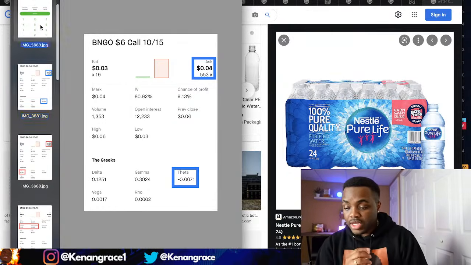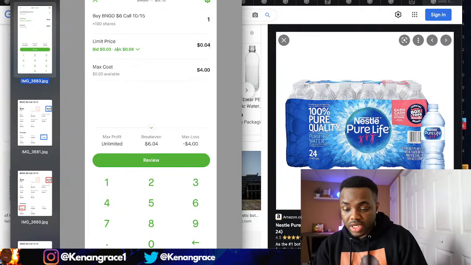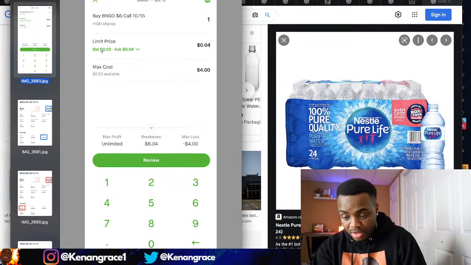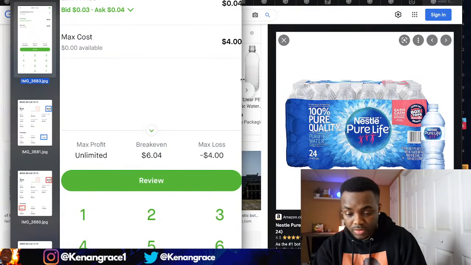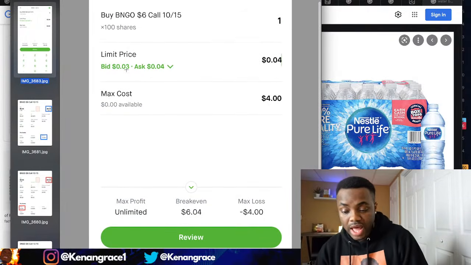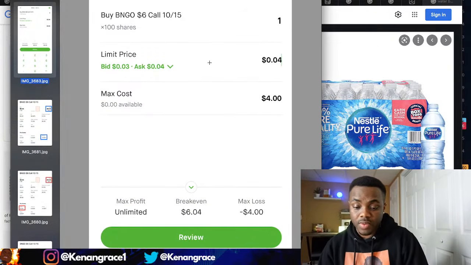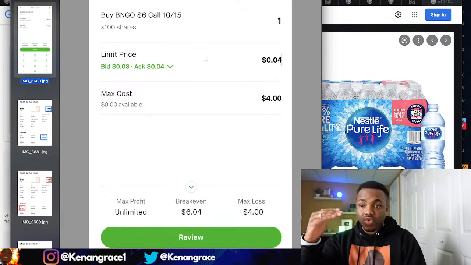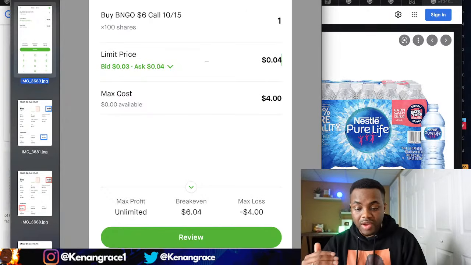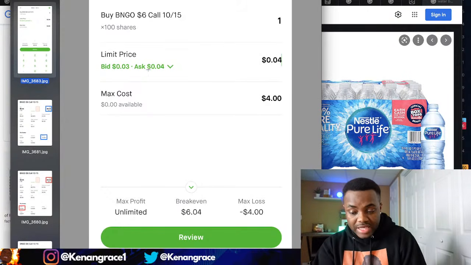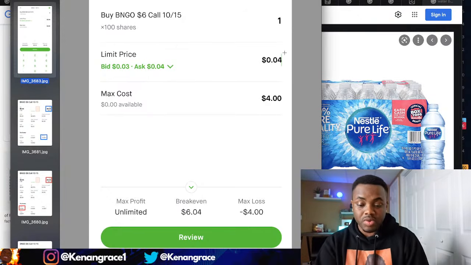Okay, now let's take a look at this. BNGO. See this? This is the limit price right here. We see that bid again, the $3. And let me zoom this in so you can see it a little bit better. You see that the bid is $3 and the ask is $4, which we already knew. Now, this is the limit price. This is what you are willing to pay for this. That's what limit price means. We're willing to pay what people are asking because we want it right now. So then we put in this number.